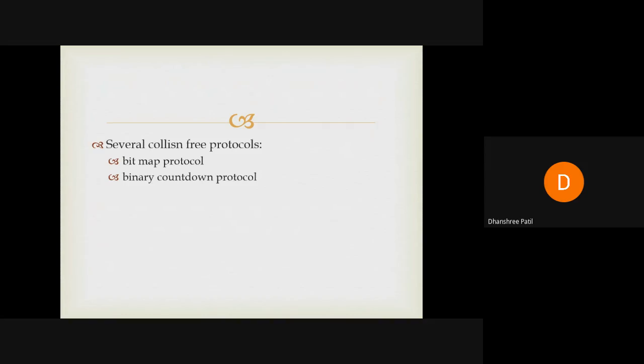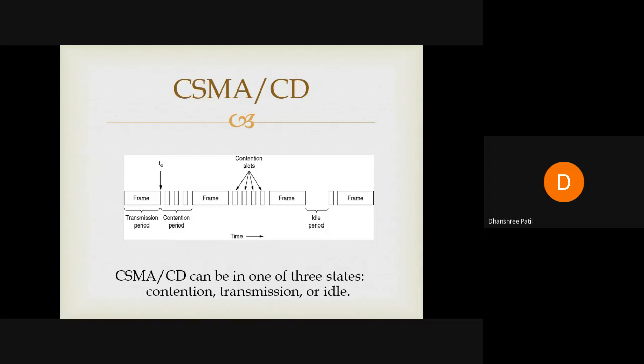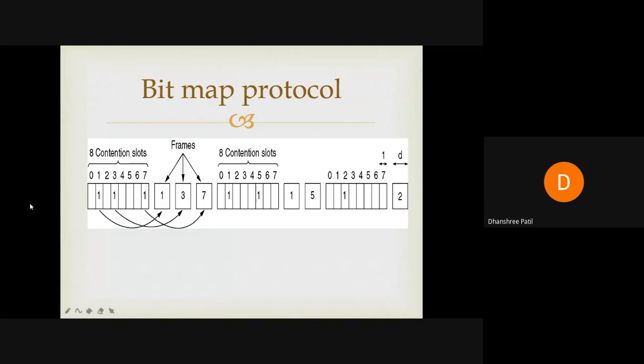So directly we'll go for the protocols with the help of which collision is avoided. The first one is the bitmap protocol and the second one is the binary countdown protocol. These are the two major protocols considered collision free protocols. Contention period is the slot where collision can occur, so these two protocols work mainly to avoid the collision during the contention slots only.